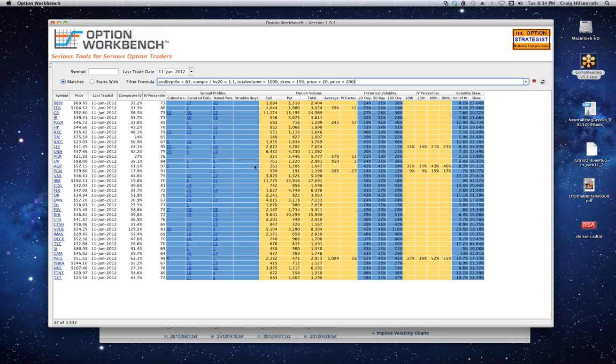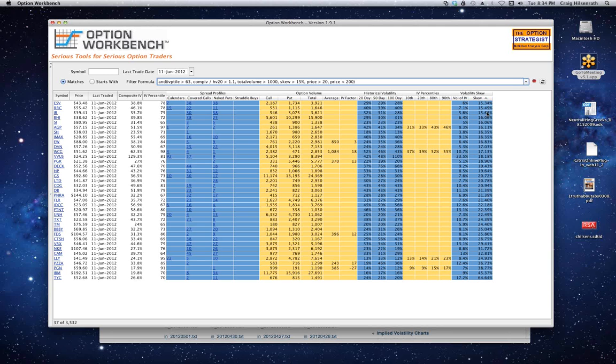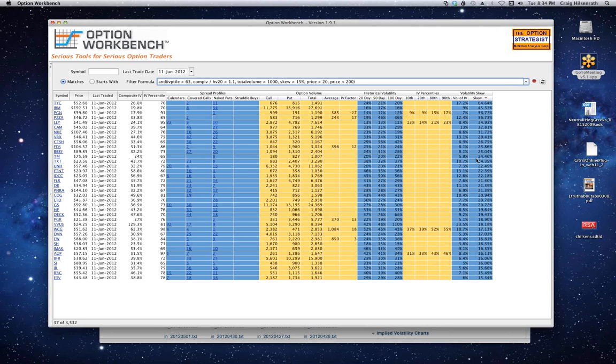All right, so now I have a universe of things that I want to look at, and I can start sorting the data too. So I want to see things with the highest skew. So if I click on skew once, it sorts them in ascending order, and if I click on it again, it's going to sort them in descending order. So now I have stocks and ETFs with the highest skew on the top going down to the lowest skew.